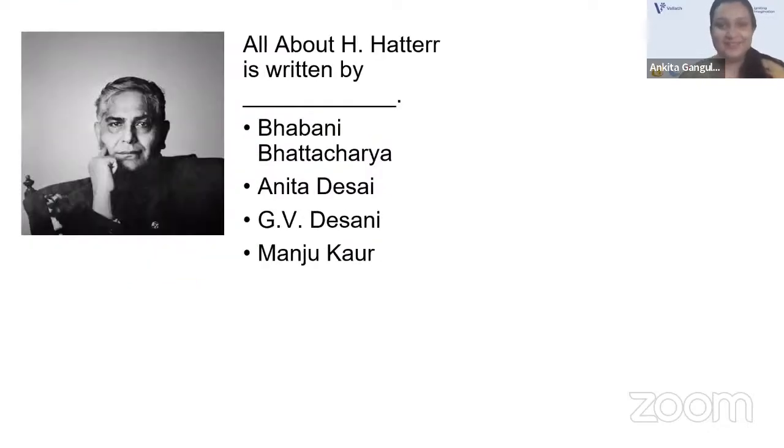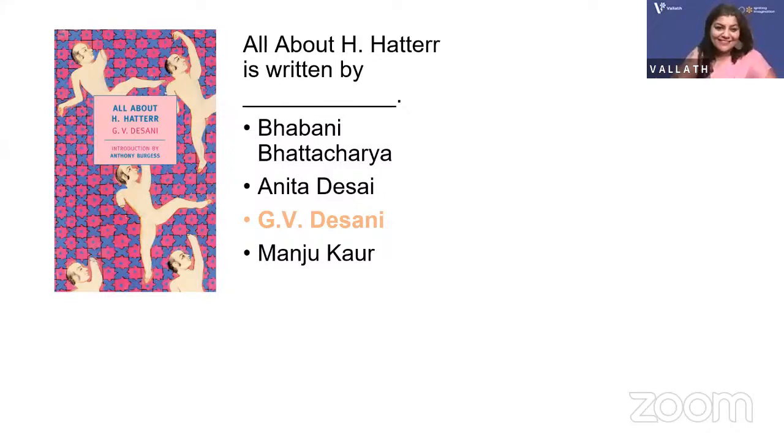Okay. All About H. Hatterr is written by, is it Bhabani Bhattacharya, Anita Desai, G.V. Desani, Manju Kaur? Manju Kaur, who? Difficult Daughters. No, Manju Kapur, not Kaur. No, she didn't write All About H. Hatterr. All About H. Hatterr is by G.V. Desani. Yes. He also wrote the play Hali. All About H. Hatterr has an introduction by Anthony Burgess. I didn't know that.